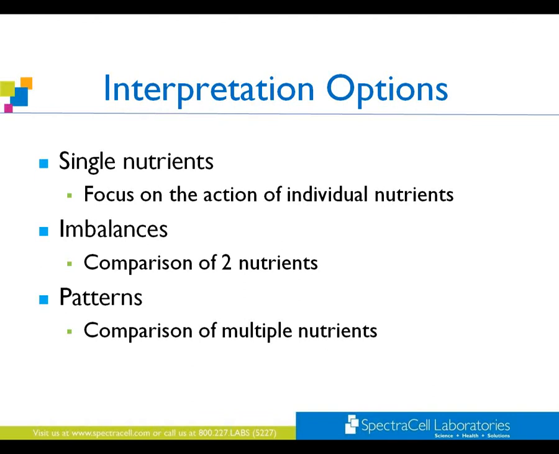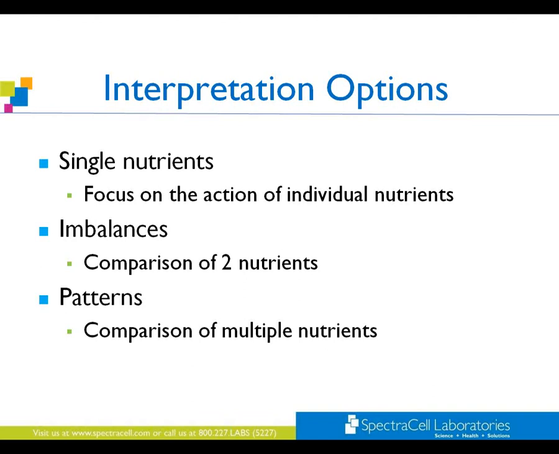So the three predominant ways you can look at it and begin to interpret the test is, one, you're going to be able to look at single nutrients. And again, that's just what that is. You're focusing on a single nutrient, looking at that nutrient in isolation, and we're thinking about whether it's a sufficient status or a deficient status, and where that nutrient is, and maybe how deficient that patient is in that particular nutrient.